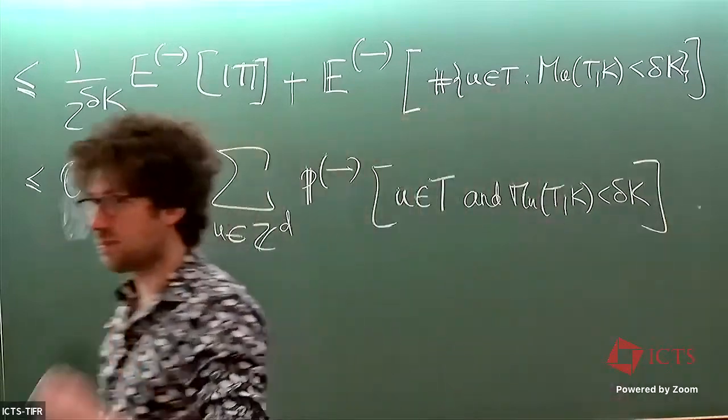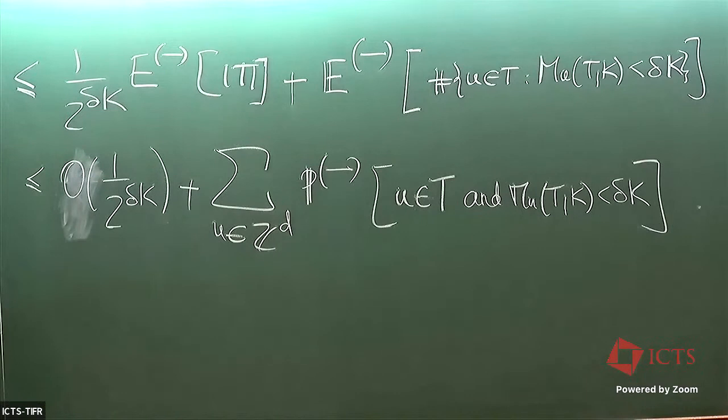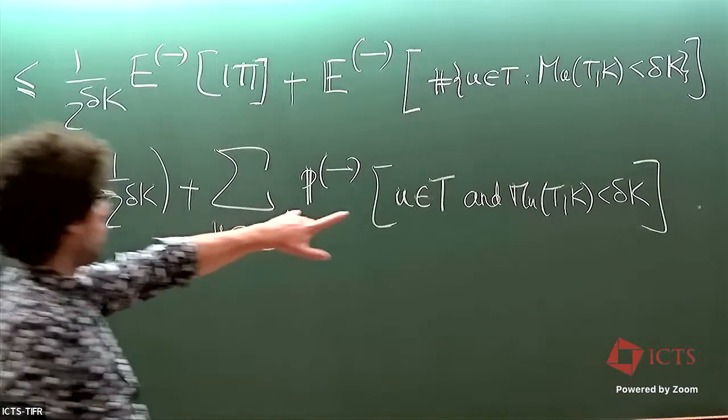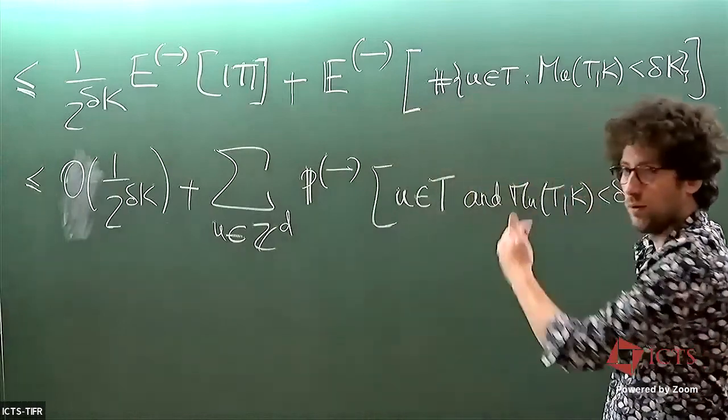Yes. So K is going to be like log L, right? Exactly. But then the first term is small, like 1 over log L, right? Yes. So you will get 1 over log to some power, which is compatible. They are both comparable. There, we are going to prove that this is also of order 1 over 2 to the delta K.